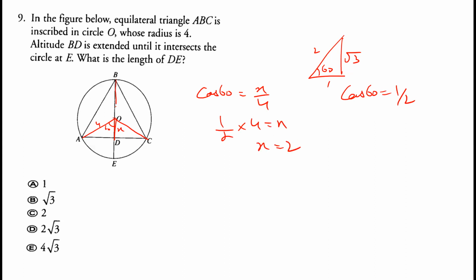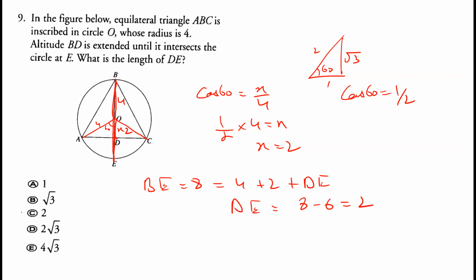Now we know that this length is 4, this x is 2, and this total length, B to E, is 8. This is your diameter. So 8 will be equal to 4 plus 2 plus DE. So DE plus 2 plus 4 would be 8. So DE equals 8 minus 6, that is equal to 2. Hence option C is correct.